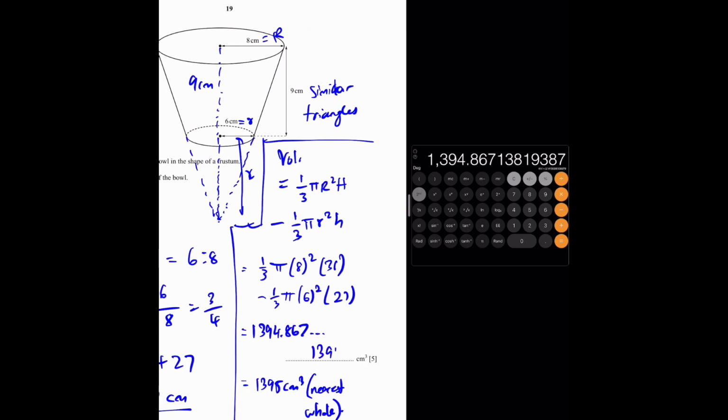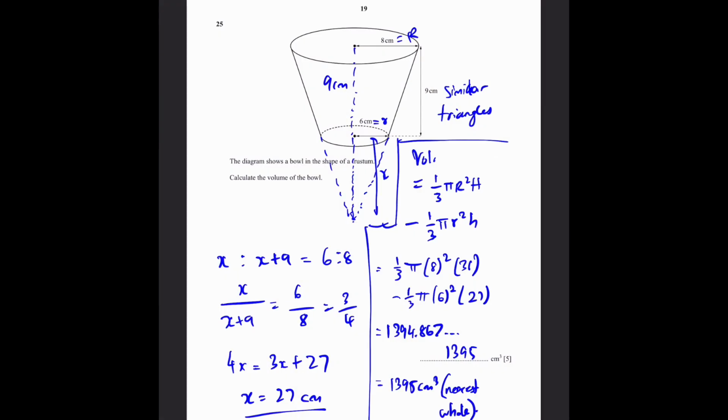And this will be our final answer. We can write it to a better degree of accuracy, like 1394.87, which is also fine. Even if you write 1390, it's fine because three significant figures is allowed. Well, this is the answer for the question.